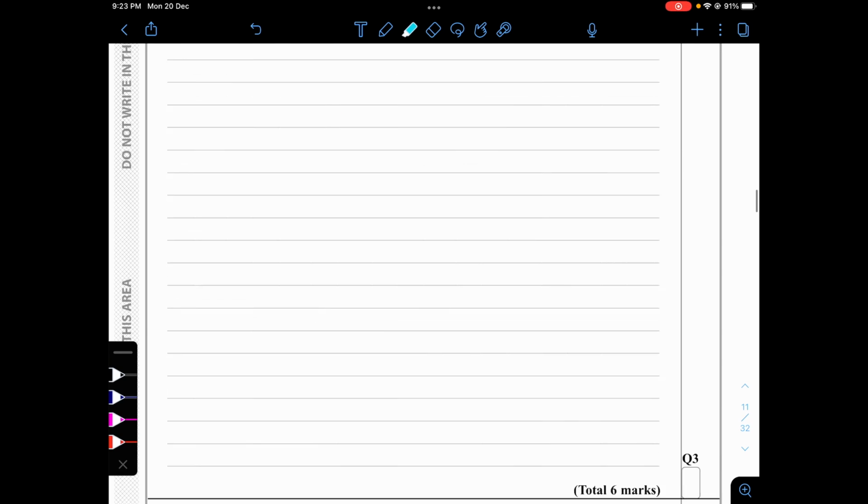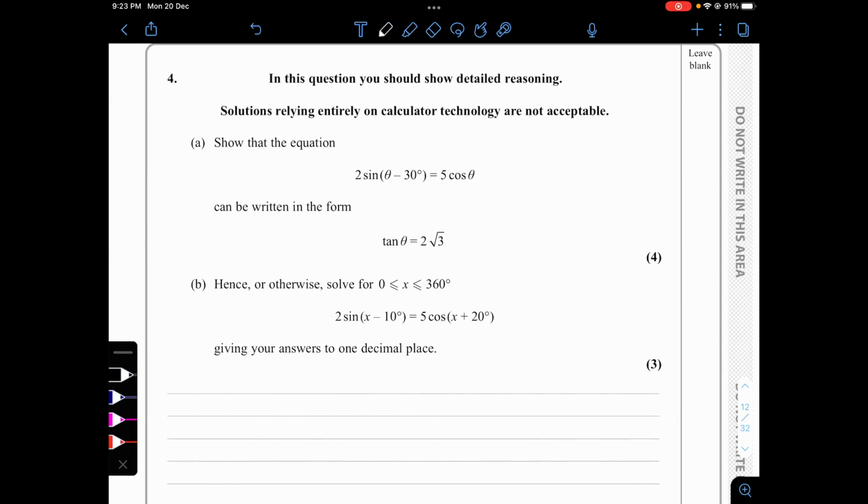Alright, so now let's move on to question number 4. In this question, we have: show that the equation 2 sin(theta minus 30) equals 5 cos theta can be written as tan theta equals 2 root 3. In order for us to expand this, we need to remember that sin(A plus B) is equivalent to sin A cos B plus cos A sin B, same thing. So let's do that.